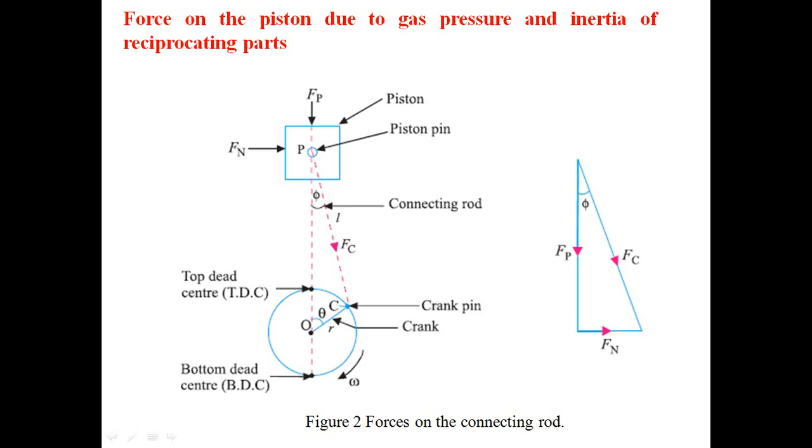Here in this diagram you can easily visualize how the forces are acting inside the connecting rod. Here is the piston pin, and this is the piston. When the fuel is burned in the combustion chamber, the gas will apply a pressure on the head of the piston. That force is Fp, and Fn is the reaction of the side thrust force, and Fc is the force in the connecting rod, where R is the radius of the crankshaft, and theta is the angularity.